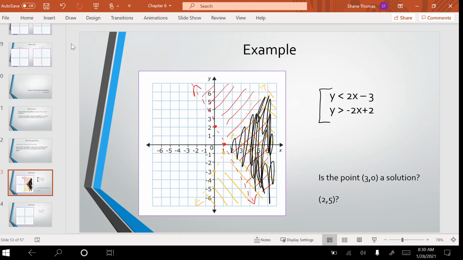All right, now if we check the point, let's look at the point 3, 0. So the point 3, 0 would be right there, correct? Is that a solution? Yes, it's in that overlap section, so that one's good. How about 2, 5? We got 2 and 5. It's in one of them, but does it count as a solution for the system then? No, it does not.